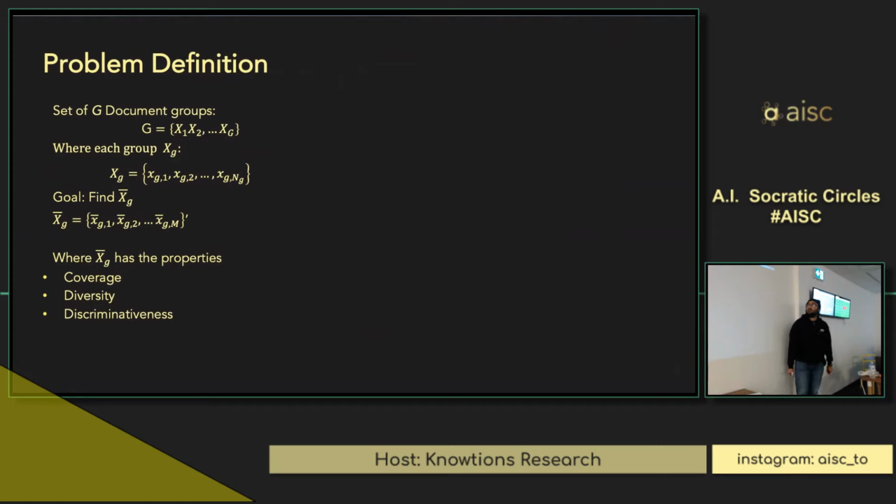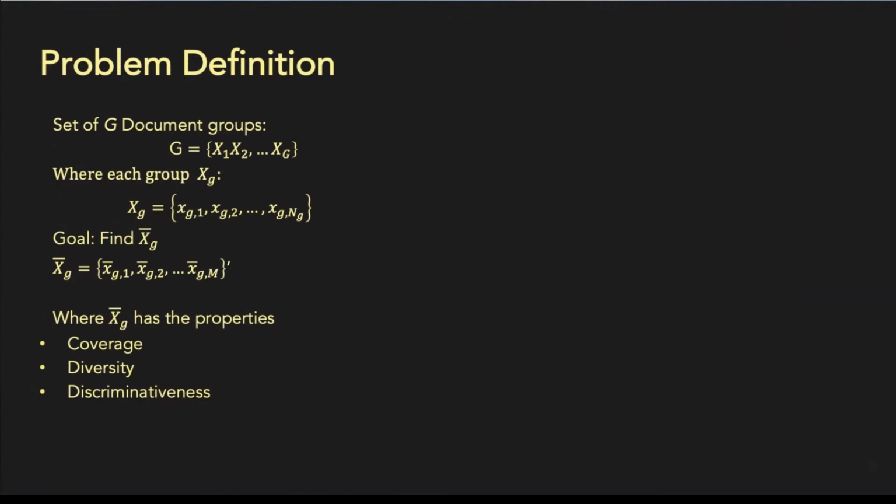So we go into a problem definition. Let us say we have a set of G document groups, x1, x2, up to xg. Each group has ng number of documents, and that's xg, small g. And the goal is to find x bar g, where x bar g is a subset of m documents from xg, such that it represents the properties like coverage, diversity, and discriminativeness.